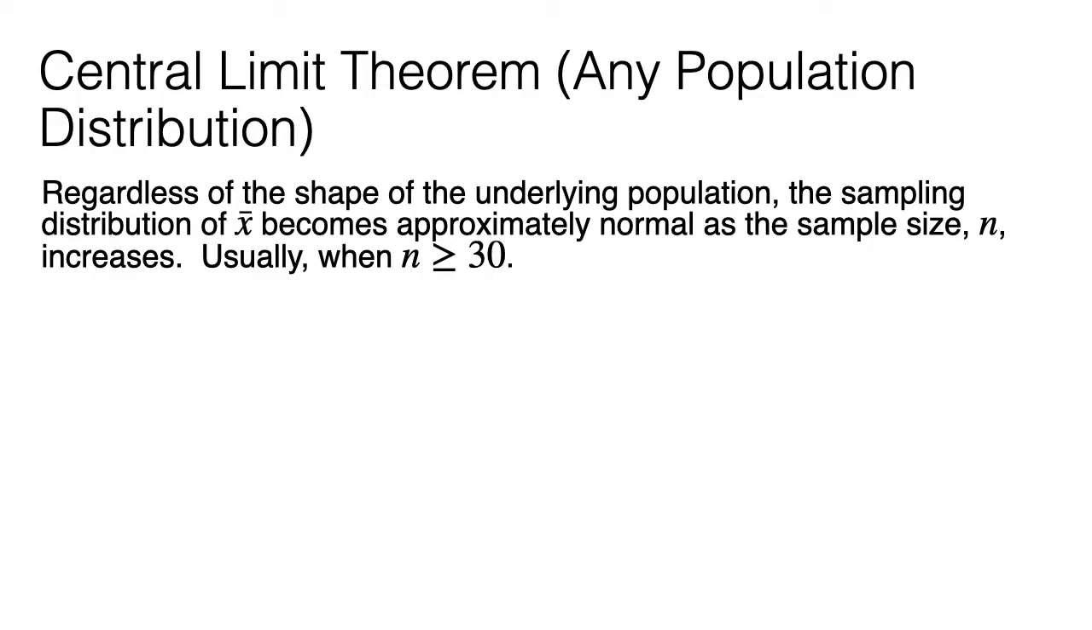So this leads us to a very important theorem regarding non-normal data, and this is the central limit theorem, and this is going to pop up in the upcoming chapters. So this theorem says that regardless of the shape of the underlying population, no matter what the distribution of the population is, the sampling distribution of X bar becomes approximately normal as the sample size n increases. So we get convergence to normality as the sample size n increases. And when the sample size gets large enough, we'll have really good, strong normality.